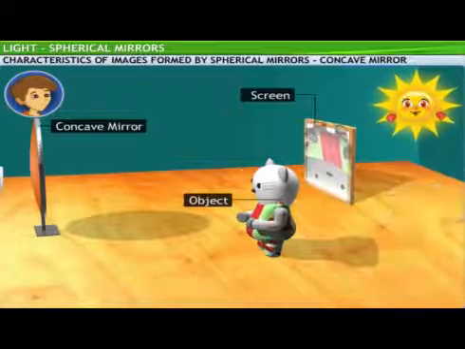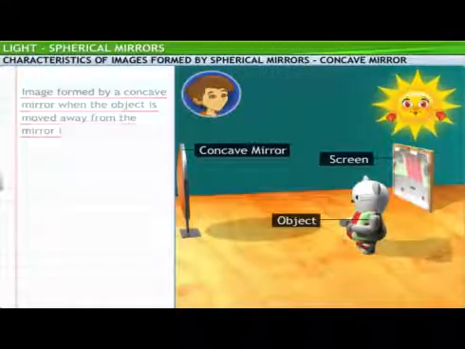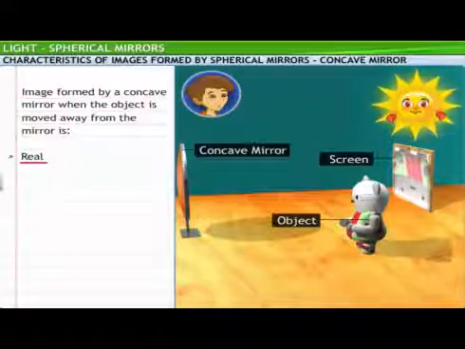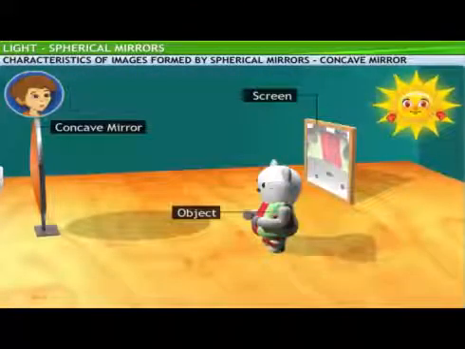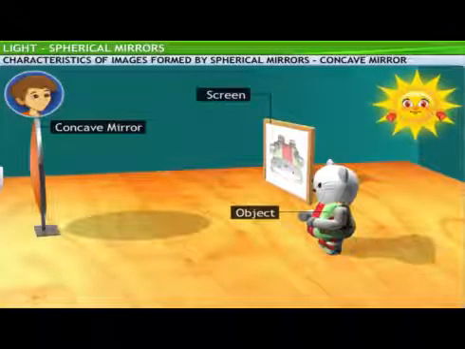How has the image changed? The image is now appearing on the screen. So, is it real or virtual? Real, of course. Also, the image still appears larger than the actual object. It is now inverted. Shall I keep moving the object away to see what happens to the image? Sure. David, go ahead. But don't forget to move the screen so that you can find the new position at which the real image is formed.